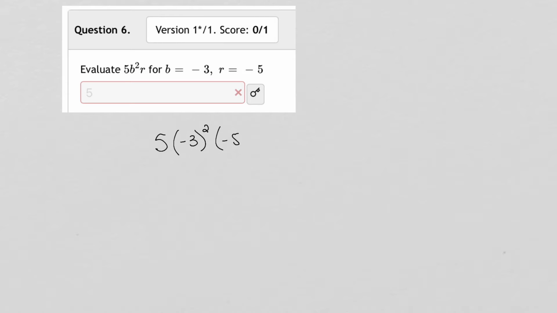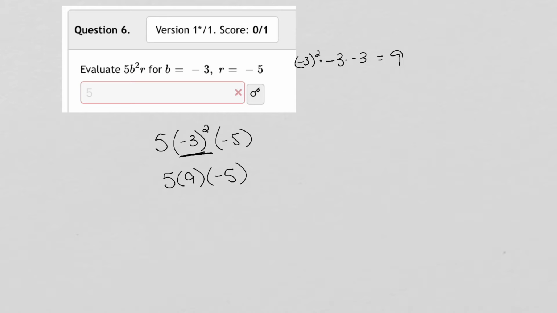So we would have 5, and then parentheses, and instead of B we put in -3, close the parentheses, and then we have to square that number, and then multiply that times -5. The first thing I would do is take -3 times -3. That's what -3 squared is, so that would be +9. Negative times negative is positive. So 5 times 9 times -5.